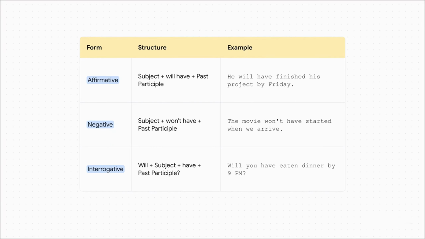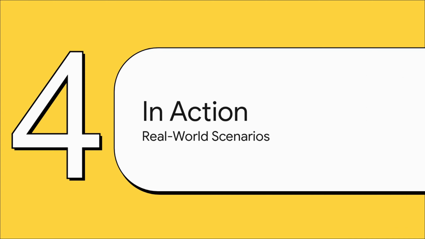Check this out. It's so consistent. For a normal positive sentence, it's just, he will have finished. Simple enough. Now, what if he won't have finished? You just swap will for won't, so the movie won't have started. The have started part doesn't change. And for a question, just flip it around. Will you have eaten? The core, have plus the past participle, it just stays the same no matter what. It's incredibly reliable. Okay, enough with the theory.